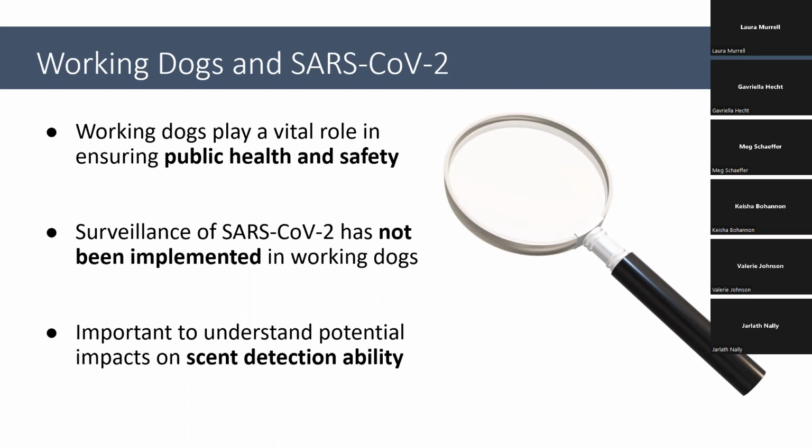It's particularly important to understand impacts of SARS-CoV-2 on scent detection ability in this population, because unlike companion animals that may have trouble finding their favorite scented toy, working dogs rely on this ability for tasks such as confiscating large quantities of illicit substances, detecting minute amounts of C4 or TNT, locating human remains in the wake of a natural disaster, and so on. Next slide, please.